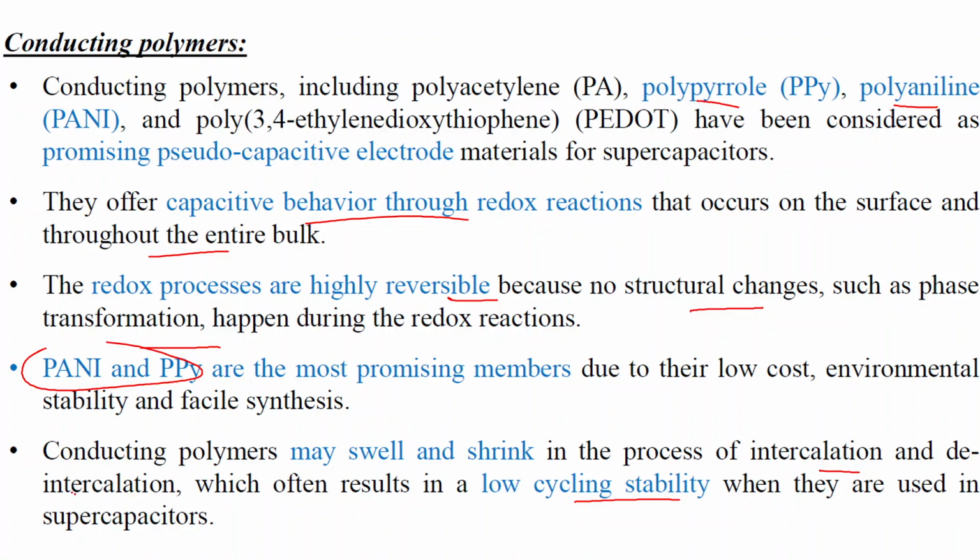So here we are discussing the problem with conducting polymers. The only problem with conducting polymers is that they have a tendency to swell and shrink with each charging and discharging cycle, which leads to low cyclic stability. So that is currently the area of research in conducting polymers. Though conducting polymers have good redox properties to use them as electrode material, the enhancement of the cyclic stability needs to be researched. Okay.